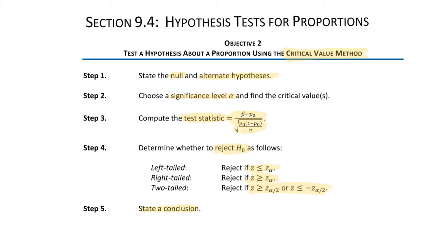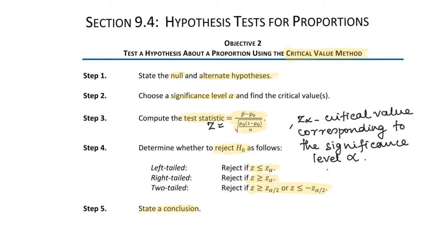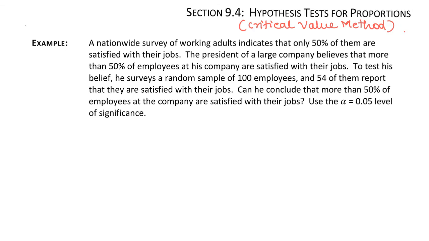and state a conclusion. Here the test statistic is z and z alpha is the critical value corresponding to alpha. We are comparing z and z alpha, and based on left tail, right tail or two tail, we will determine whether to reject the null hypothesis. Hypothesis test for proportion using the critical value method.